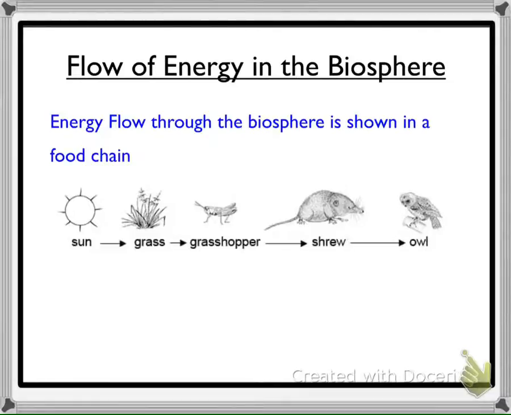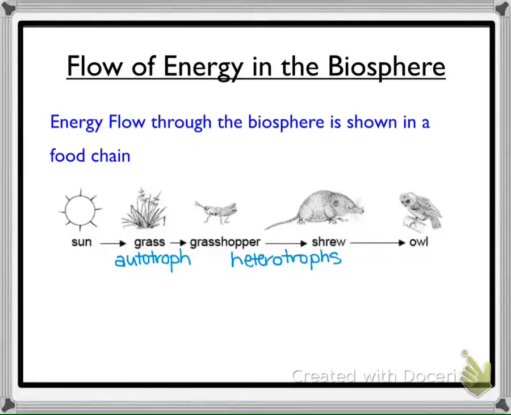And of course, we need a producer, which is usually a plant, to actually harness this energy. In this case, it's going to be grass. So the grass is our autotroph. Everything else in this food chain is going to be considered a heterotroph because it has to get its energy from somewhere else. So in this case, the grasshopper gets its energy from the grass. The shrew, which is kind of like a mouse, gets its energy from the grasshopper. And the owl gets its energy from the shrew.